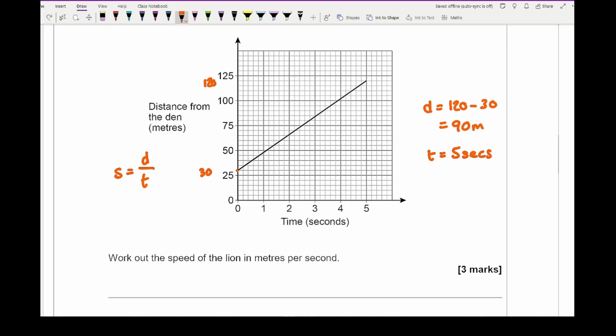Then using these numbers, I can work out the speed in meters per second. Just check that your distance is in meters and your time's in seconds. So the speed is going to be 90 divided by 5, and if I work that out, I get an answer of 18 meters per second.